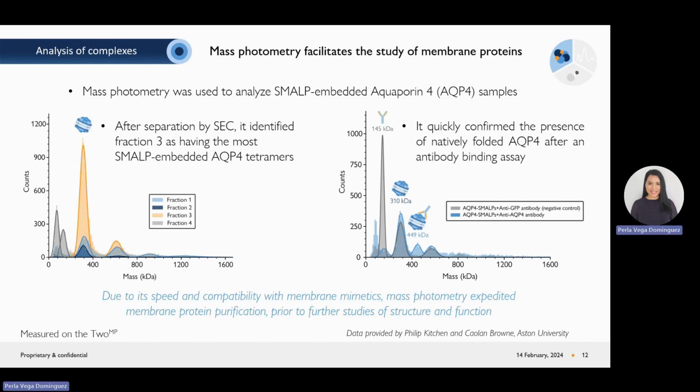So overall, mass photometry was used to examine the composition and quality of the protein samples at different points during the purification process. And also mass photometry helped to identify the sample components and characterize isolated nanodiscs embedded in aquaporin 4 singlets prior to further study.